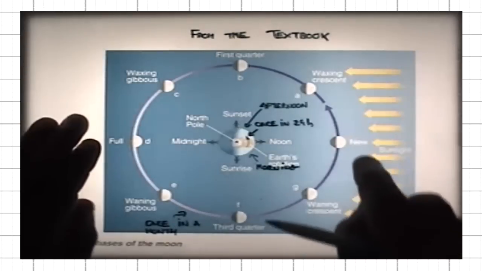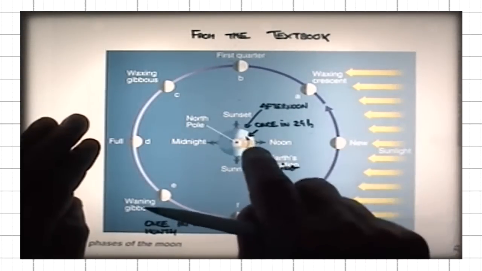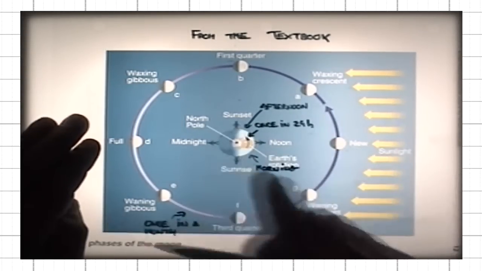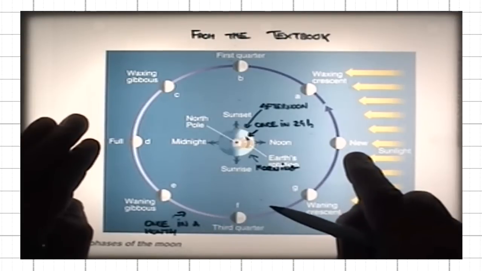So when the moon is located in this region between the sun and the Earth, it's called new moon. And we really cannot see the new moon.